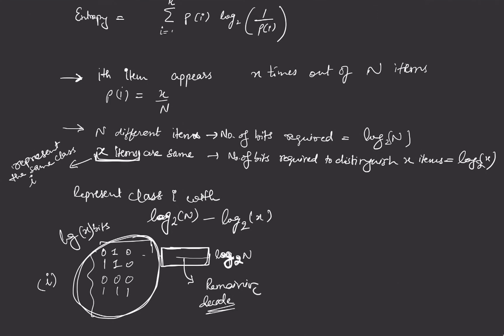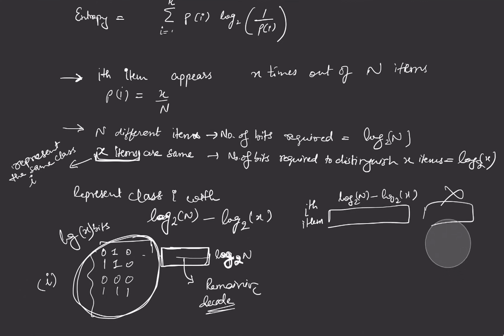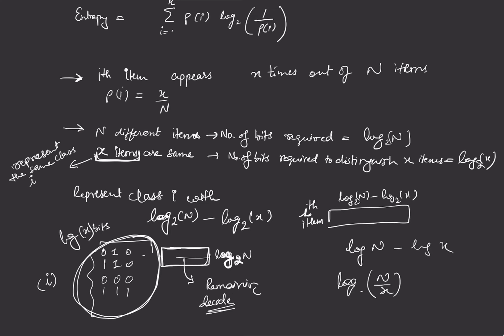So if an item is repeated X times, we will just look at the first log n minus log x bits, and the rest of the bits won't matter. We don't need those bits to identify that this is the ith item, and hence the amount of useful information the ith item holds is basically log n minus log x, which is log of n by x.